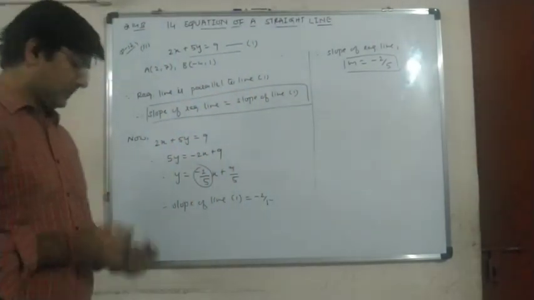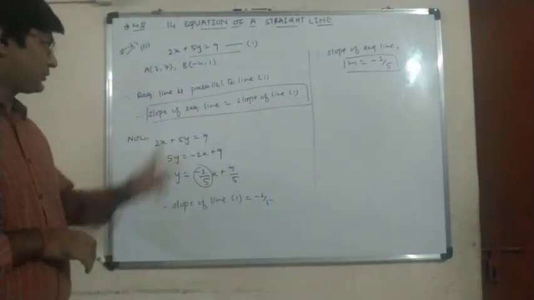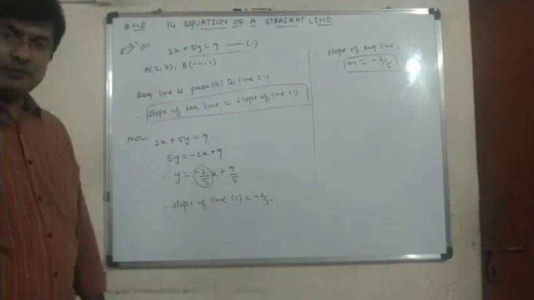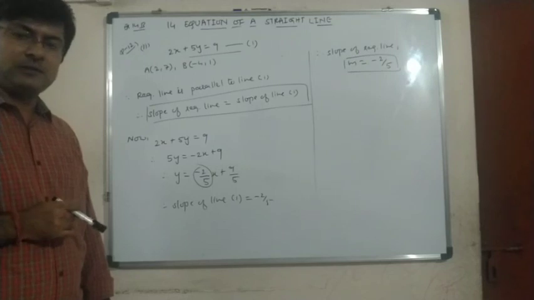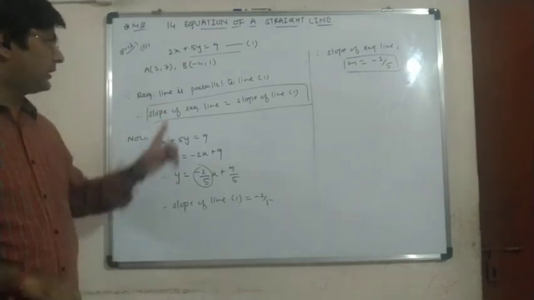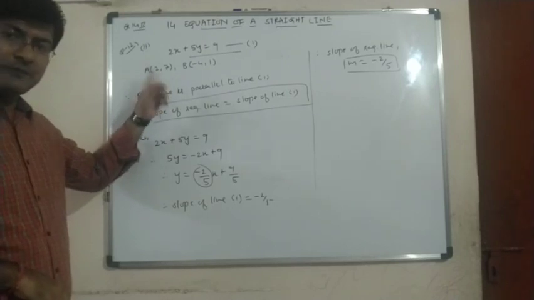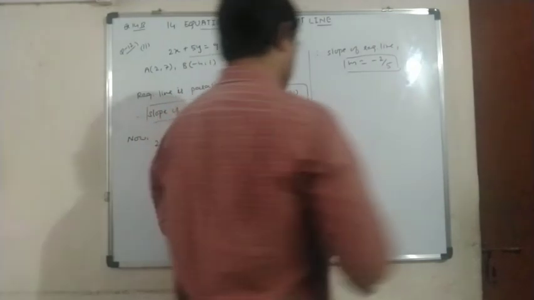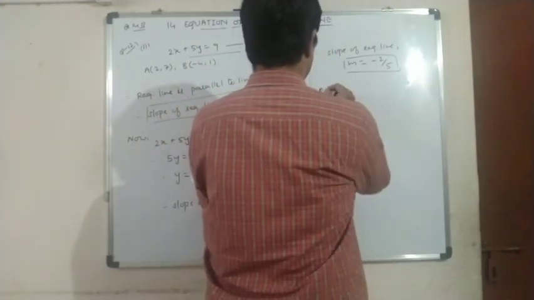Now it is given that the required line passes through the midpoint of AB. So can we calculate the coordinates of that point? Obviously, by using the midpoint formula, we will find the coordinates of the midpoint of AB, and the required line is passing through that midpoint. So let us first find that out.